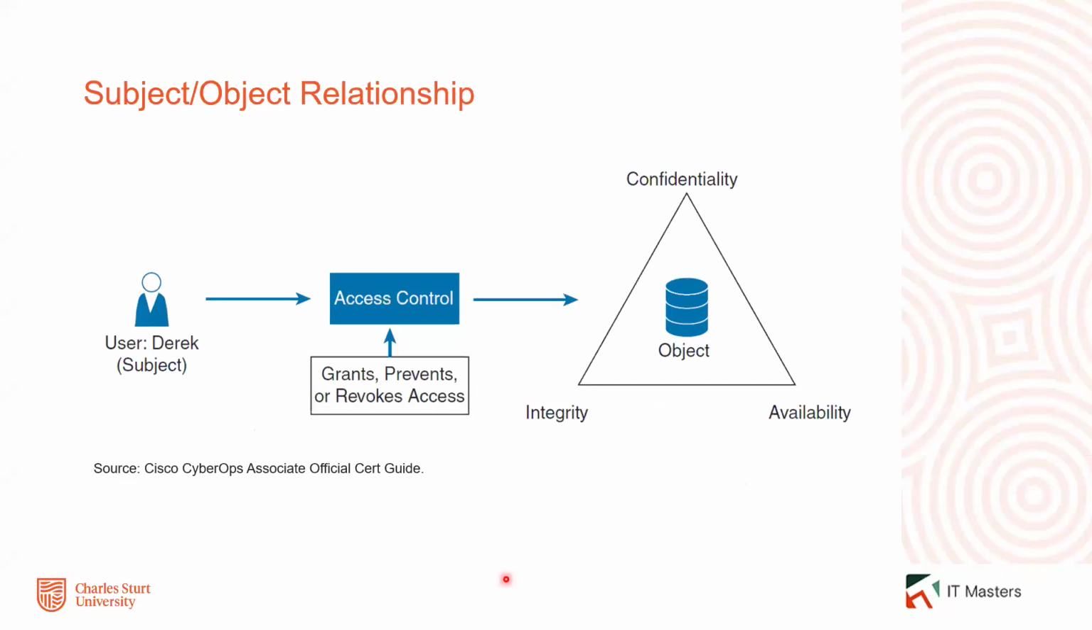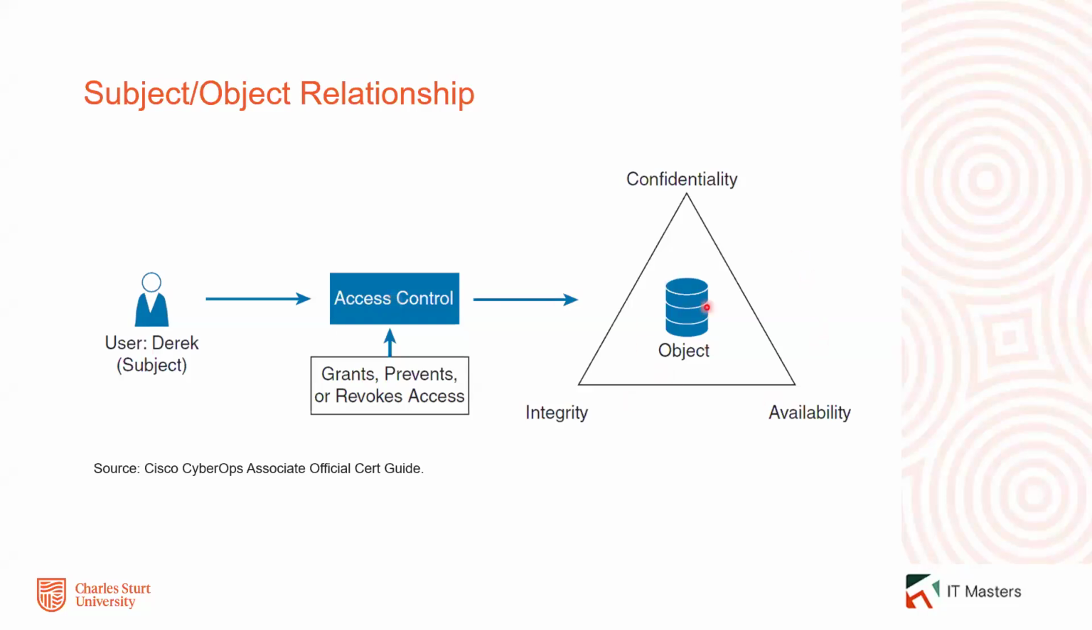The relationship is generally shown in this way from a security perspective. In this case, we have a user, Derek, who is the subject. We have this blue box labeled access control, and inside that we have all these policies, processes, mechanisms, procedures, and tools that allow us to grant, prevent, or revoke access, or how much access someone might have to that particular object that they're trying to access.